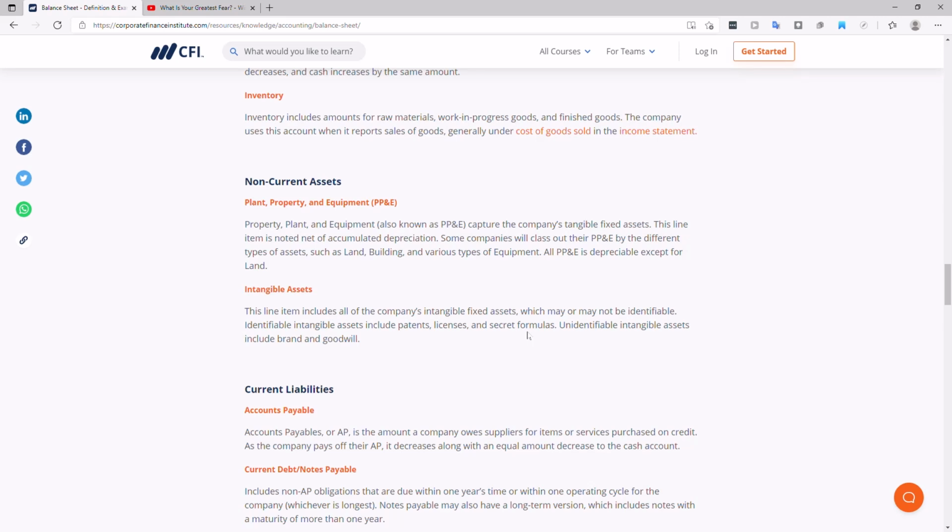Non-current assets, PP&E, property, plant, and equipment, are often your long-term assets, which, like I said, are property, plant, and equipment, and they're considered fixed assets. This line item is noted net of accumulated depreciation.